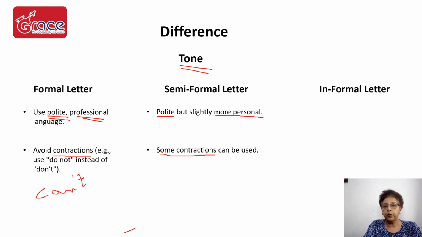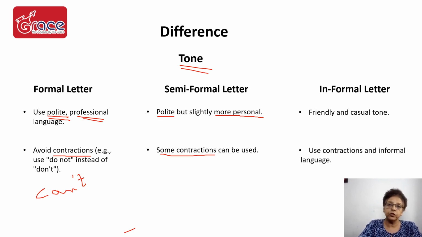Let's move on to the informal letter. The informal letter has a very friendly and casual tone, an informal kind of language. You can use contractions. In fact, using contractions in this letter is going to get you some good extra points. And the language will be very, very informal. Of course, you're speaking to a friend, you're writing to a friend. You're not going to be very formal with that. Let's move ahead.